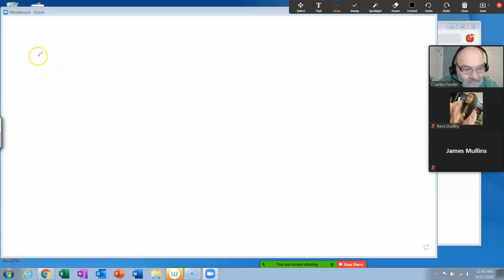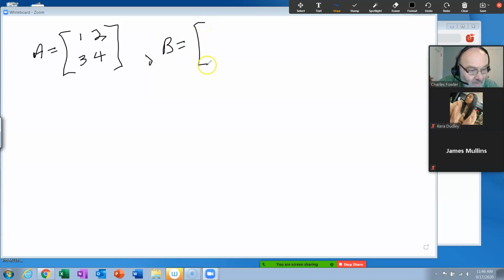Here's the discovery. Let A equal, goodness gracious, it's writing, sometimes it won't write at all, other times it writes just wherever it wants to without me doing a thing. This is 1, 2, 3, 4. Now it's writing better. Well, I say that right before it quit writing better. And B is equal to 0, 1, 1, 2.